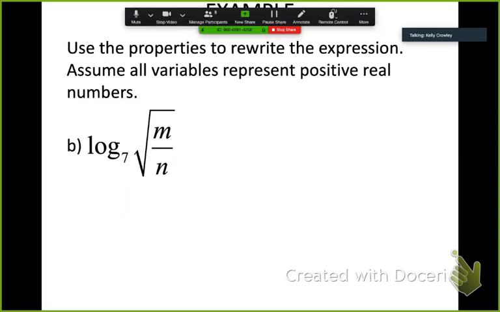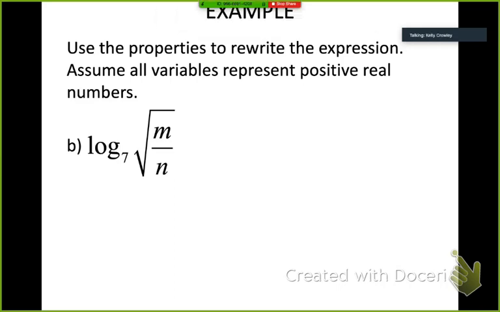Tell me if you need me to slow down at any point in time, and I will. Log base 7, the square root of m over n. So that really is log base 7 of m over n to the 1/2. Because remember, the square root sign is the same as just a 1/2.